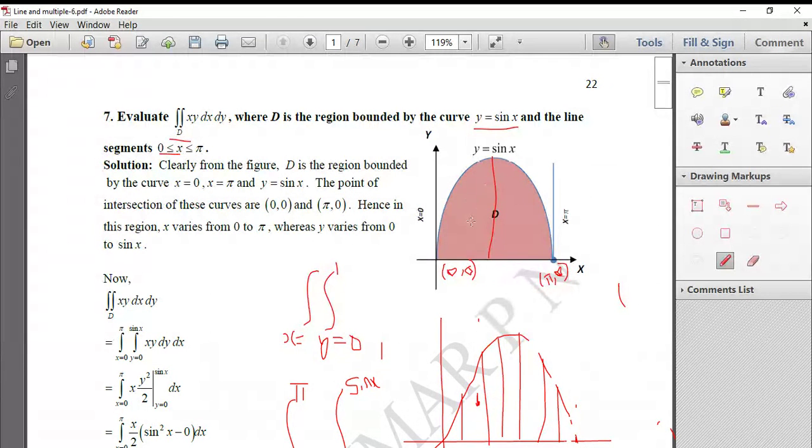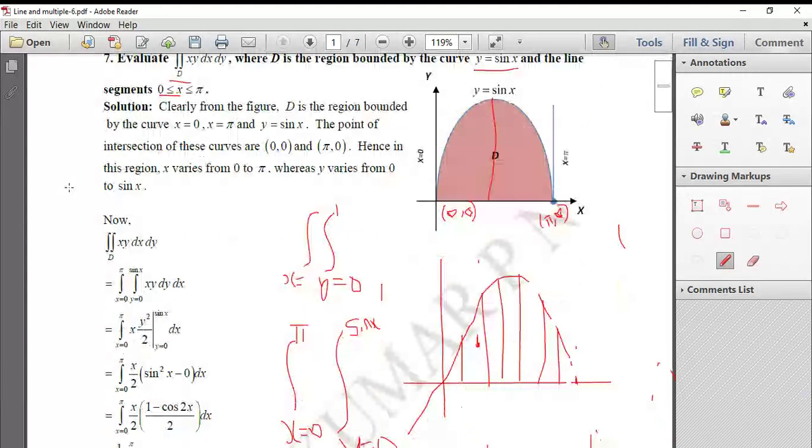And within this region, your x varies from 0 to pi. When you choose x varies from 0 to pi, all these points will also come. But when I restrict my y from 0 to sin x, only these points within this region will come in the D.